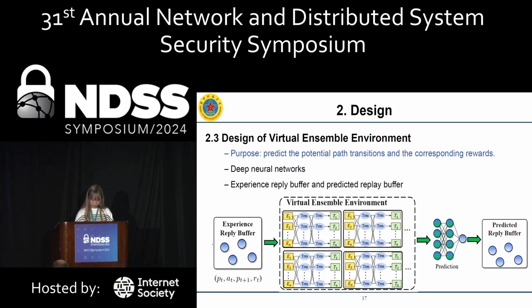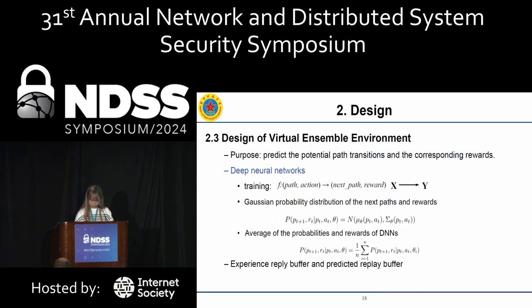Moreover, to evaluate the contribution of mutations and paths to reaching the target site, we define the calculation method of expected sequence reward and transition value of paths when using the policy to select paths and mutations. To predict the path transitions and the corresponding rewards, we design virtual ensemble environments to imitate the path transition model.